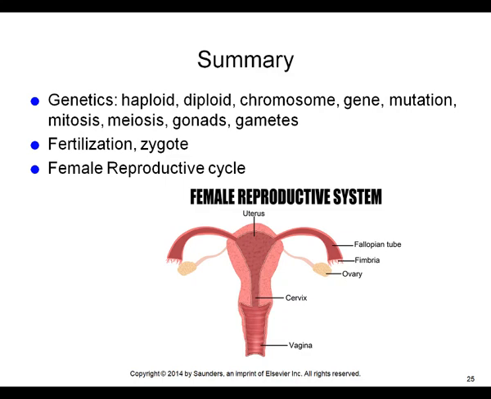So if you look at all your hormones, FSH and LH are secreted from the pituitary gland, estrogen and progesterone are secreted from the ovary. HCG is secreted from the developing embryo and eventually the placenta.